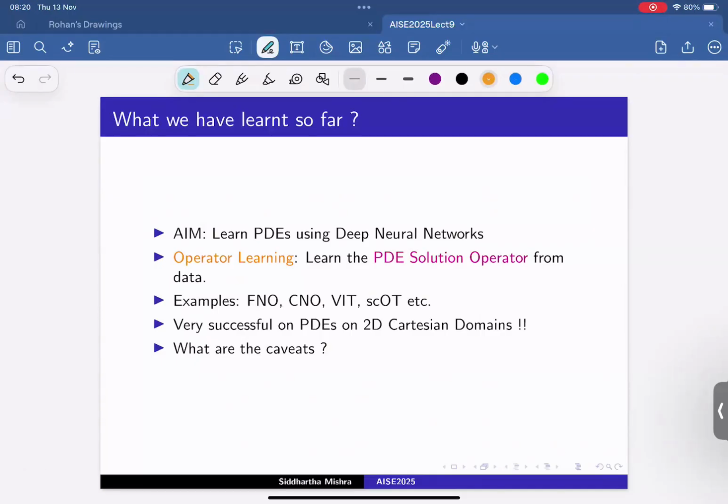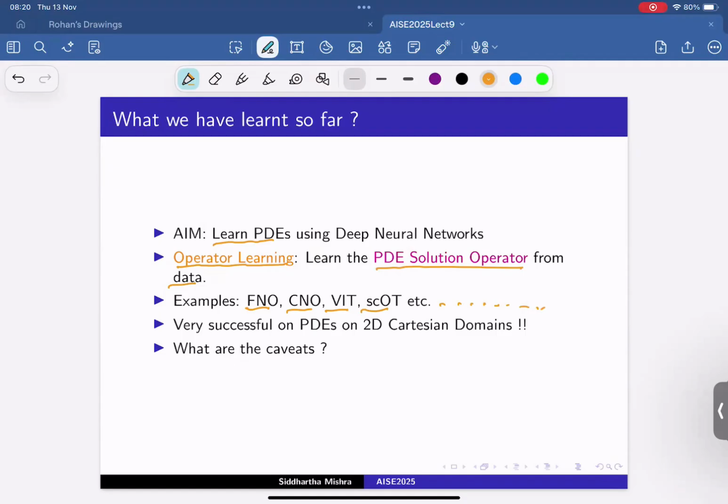So our aim is to learn PDEs, or rather the solution operators of PDEs from data. And to do that, we are going to use operator learning. And we have seen lots and lots of different examples of that now: FNO, convolutional neural operator, vision transformer, scalable operator transformer, and the list goes on.